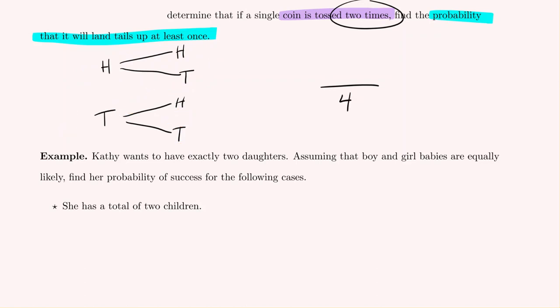Now, of these 4 occurrences, how many meet the criteria where we have tails up at least once? Well, let's translate. What does at least once mean? At least once in this circumstance, since there's 2 flips, means 1 or 2 tails, because we're okay as long as it's at least one time or more. Well, the flips that have 1 or 2 tails is here, here, and here. Only heads, heads is excluded. So 3 of the 4 outcomes meet our criteria of at least 1 tails up.